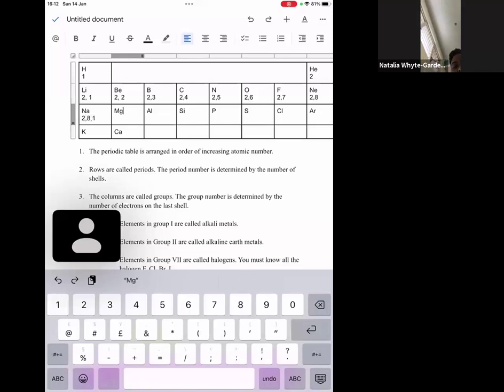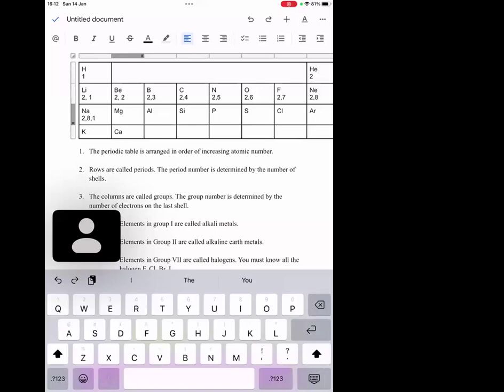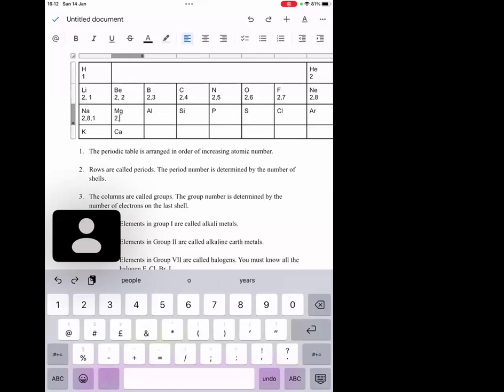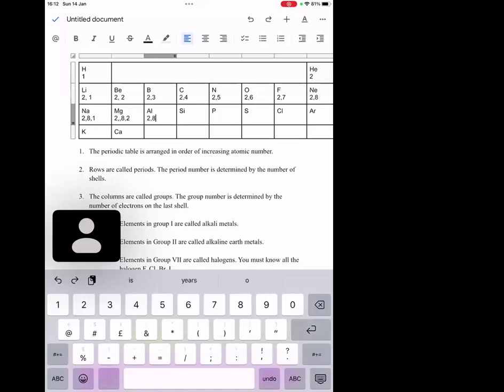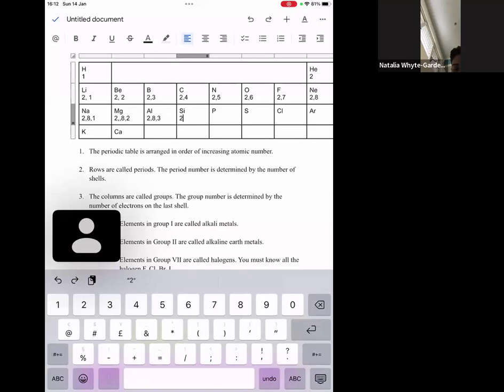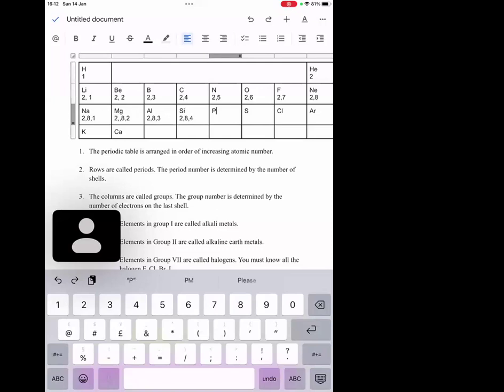What would be the electronic configuration of magnesium? 2, 8, 2. Okay. Aluminum? 2, 8, 3. Silicon, 2, 8, 4. Phosphorus would be 2, 8, 5.